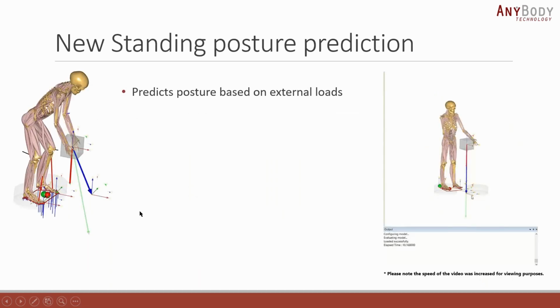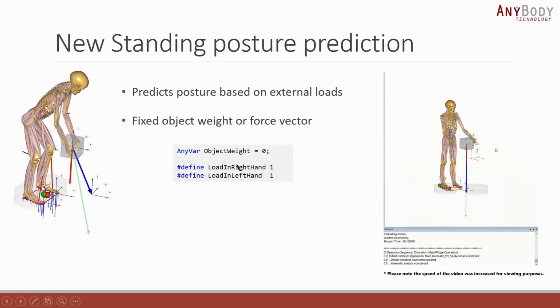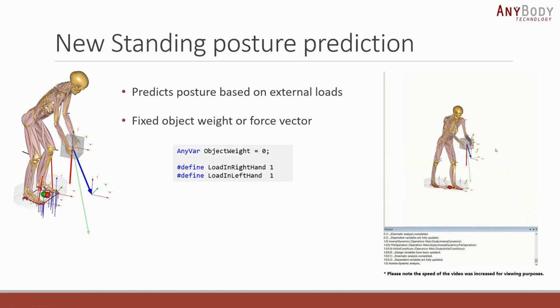And then the third model I'm going to talk about is the new standing posture prediction model. Here it predicts the model's posture based on what external loads are being applied to the model. These loads can be a fixed object weight or a force vector, and these external loads can be applied to one hand or both hands.